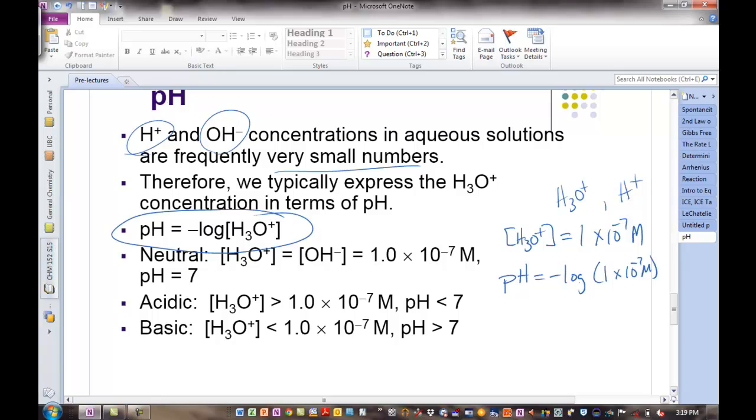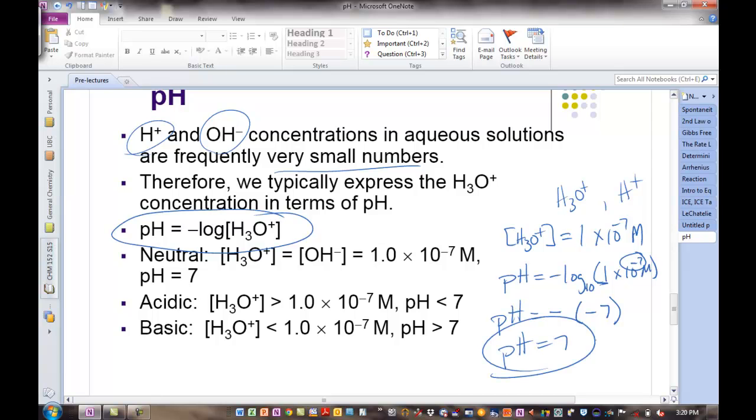Make sure you notice this is not natural log, this is log base 10. So find your log key on your calculator. Take the log of 1 times 10 to the negative 7th. When you do that, you're going to get negative 7. It's just going to equal that exponent since this is just a 1 in front. And then the negative of negative 7, pH is equal to 7.